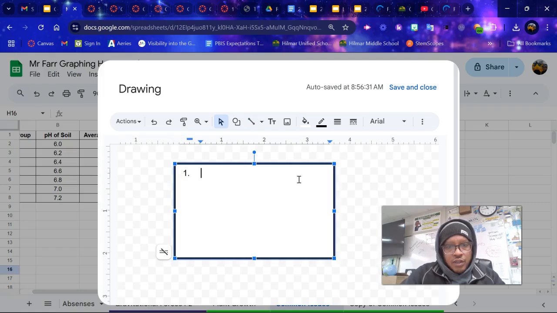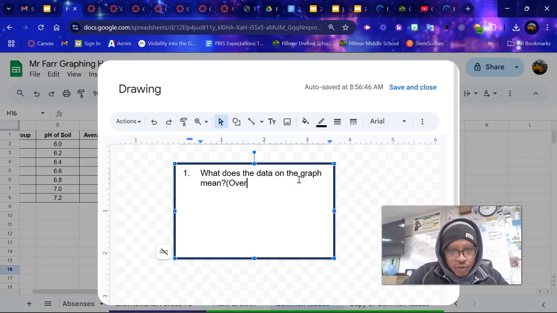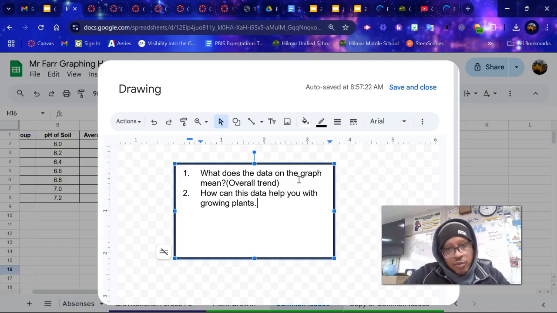And then just say 1 and say, what does the data on the graph mean? Overall, right? Overall, and again, I'm typing in the questions. You guys got to type the answers. Overall trend. What is the overall trend here? Okay, right? And then as I click number 2, and by the way, for the listing, all I did was put the number 1, press period, and spacebar, boom. Then that starts to put it in a list for you. We kind of talked about that yesterday, but I'm just going to repeat that. And then the next one is, how can this data help you? Right, help you. Oh, my fingers are cold. With growing plants, right, or maximum plant growth.